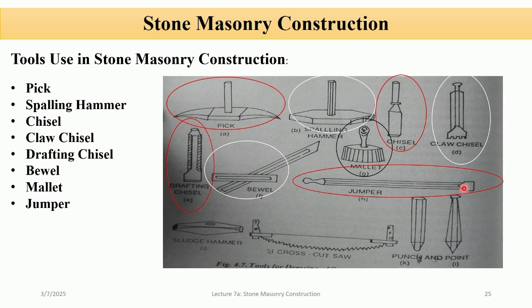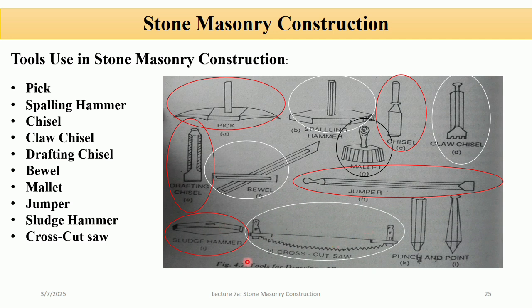Jumper. The jumper is used for boring holes. Sledgehammer. The sledgehammer is used for driving the jumper into the rock or making holes in blasting operations. Crosscut saw. This is a crosscut saw, and it is used for cutting stones by hand. Punch and point. These are pointed tools and are used for the finish of stones.